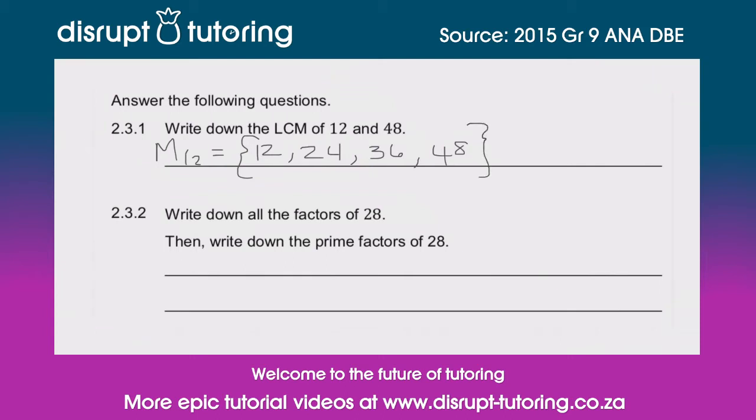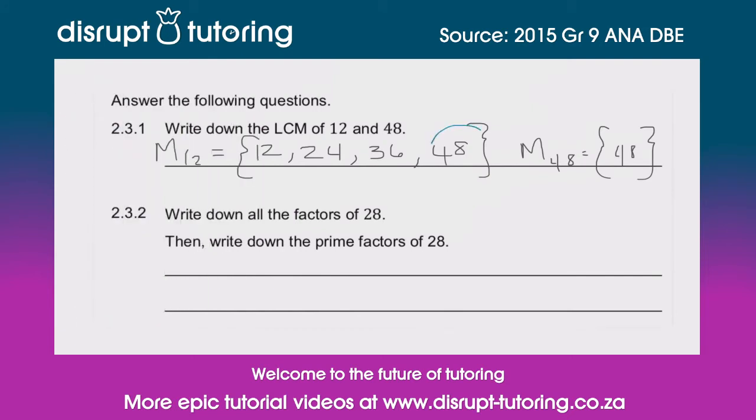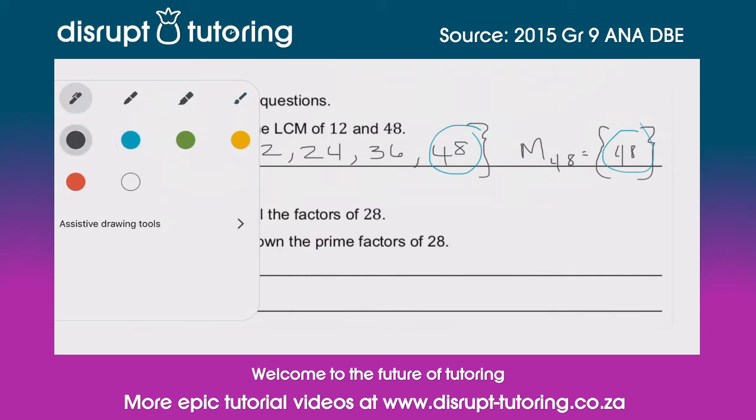And then moving on to the multiples of 48, we're going to write the multiples of 48 are equal to, open brackets, 48, and that's all we really need to do. And we can write some dots afterwards just to let you know that these multiples go on forever. Now, which is our lowest common multiple? We see that there's a 48 there and a 48 there, and that's the lowest common multiple out of all of them. So we can circle our lowest common multiple now, which is 48. And that would be enough to get you the marks for this question.